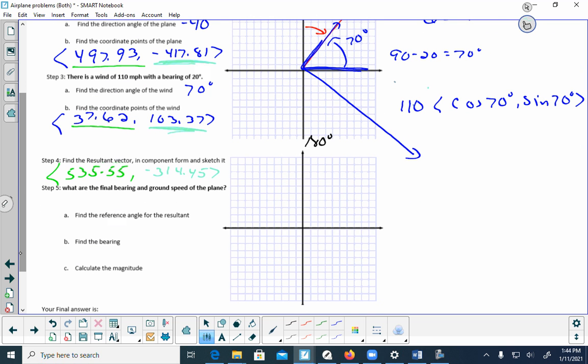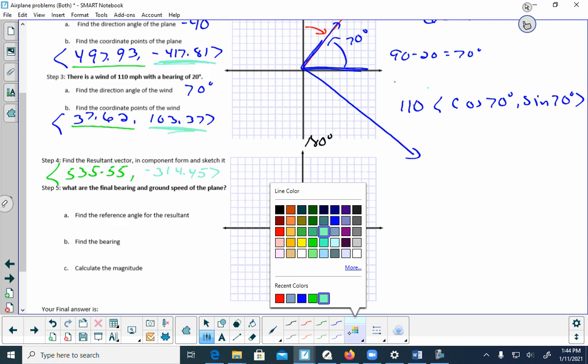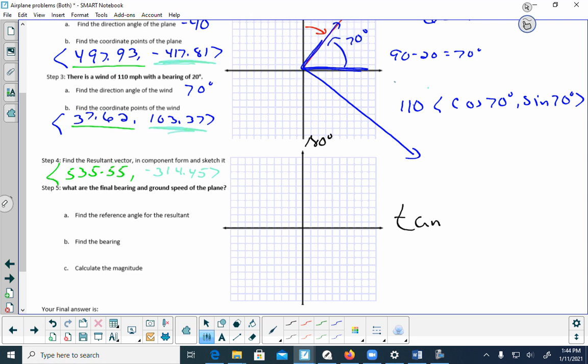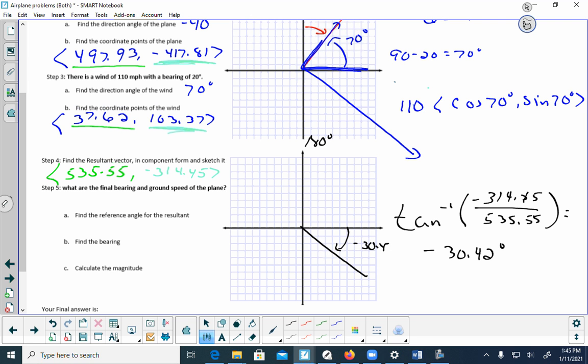And then what are the final bearing and speed? It wants the reference angle first. To find the reference angle, I'm going to do the inverse tangent of my B, which is the negative 314.45, divided by my A, which is 535.55. I'm doing that on my calculator. When I put it in degrees, I get negative 30.42 degrees. So that's a trig angle. This is my negative 30.42 degrees, and that's my reference angle.